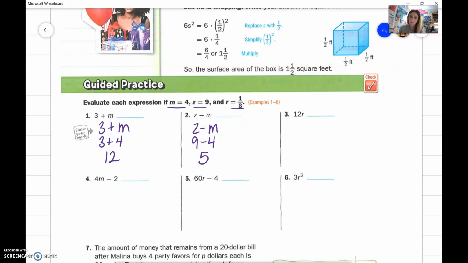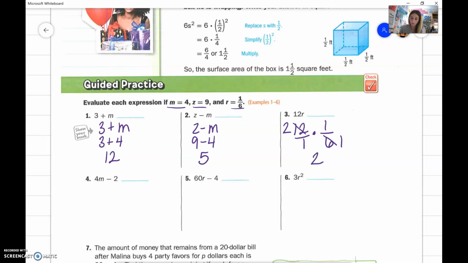Next one is 12R. Remember, when we have that number and the variable together, that means we're multiplying. So 12 times R, which is 1/6. I'm going to write this just like that, how we multiply fractions. I can cross simplify here. 6 divided by 6 is 1. 12 divided by 6 is 2. I'm going to get my answer of 2 over 1, which is the exact same as 2.